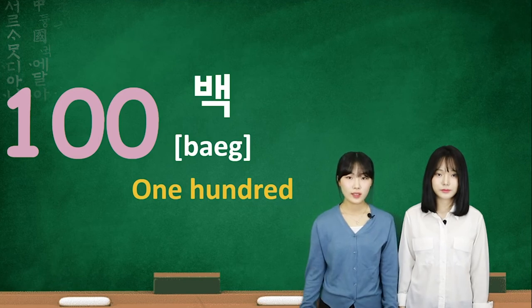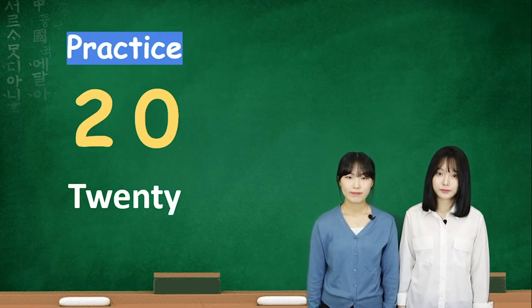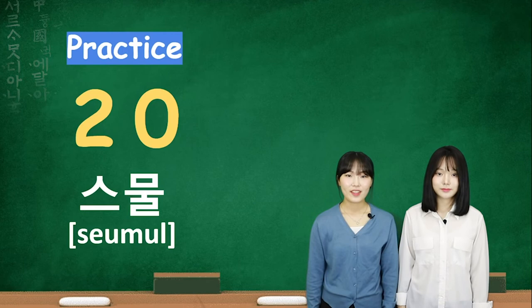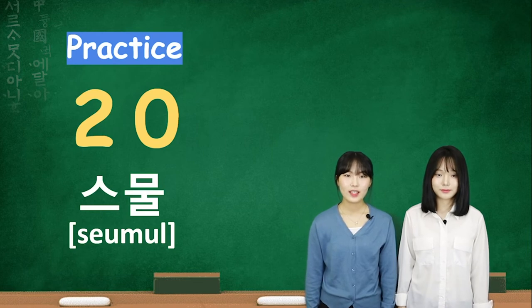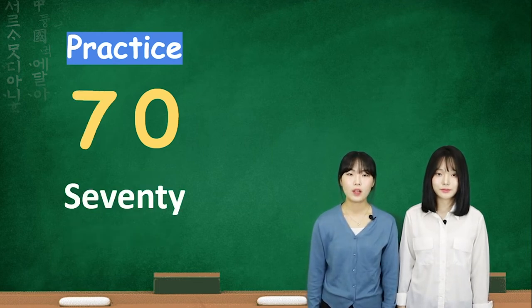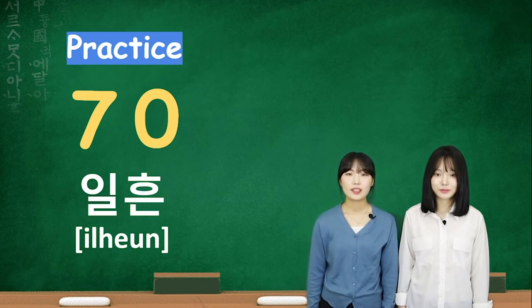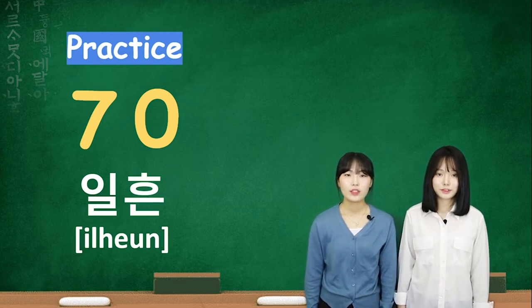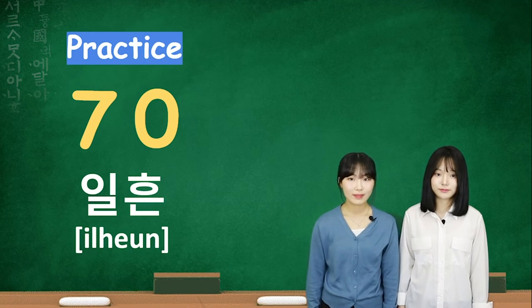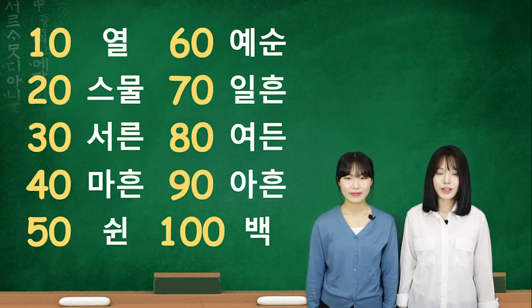Shall we practice once? What is a 20 in Korean? Yes, the correct answer is 스물, right? Let's do it one more time. What is a 70 in Korean? Yes, the correct answer is 일흔. Good. You guys understand? Yes, good. Let's read them in order one more time.